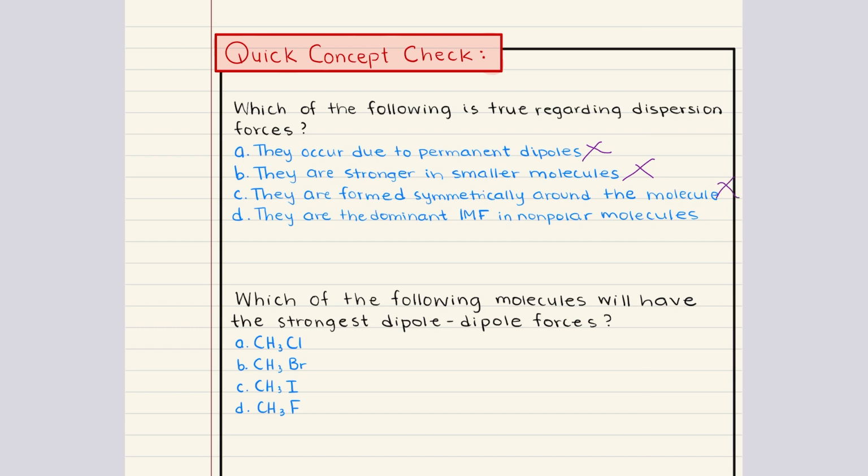D says they are the dominant intermolecular force in nonpolar molecules. This is correct. Since nonpolar molecules do not have permanent dipoles, they cannot experience dipole-dipole forces or hydrogen bonding. Instead, London dispersion forces are the only intermolecular forces that are present and are therefore the dominant intermolecular force in nonpolar molecules. So the only true statement is D.